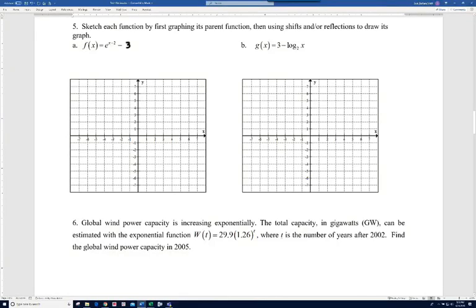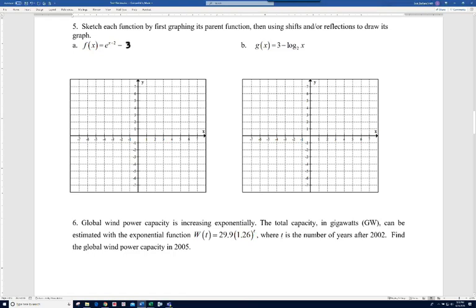All right, so in this video I'll continue the test for review. Here in number 5 it says sketch each function by first graphing its parent function, which I think sometimes people call the basic function, then using shifts and or reflections to draw its graph. So for letter A we have f of x is equal to e to the x plus 2 minus 3.